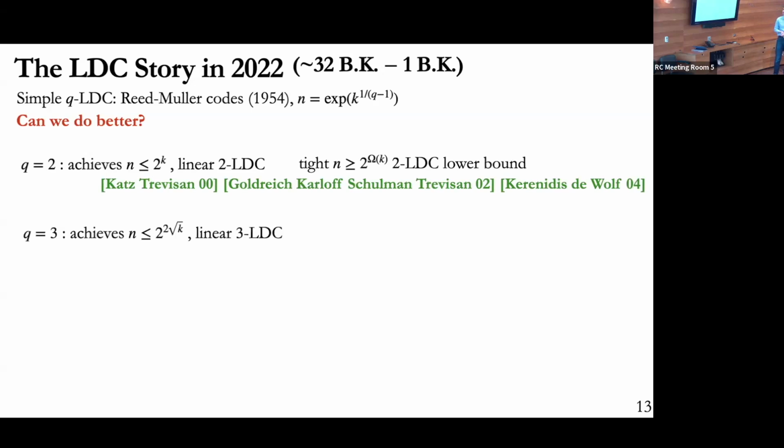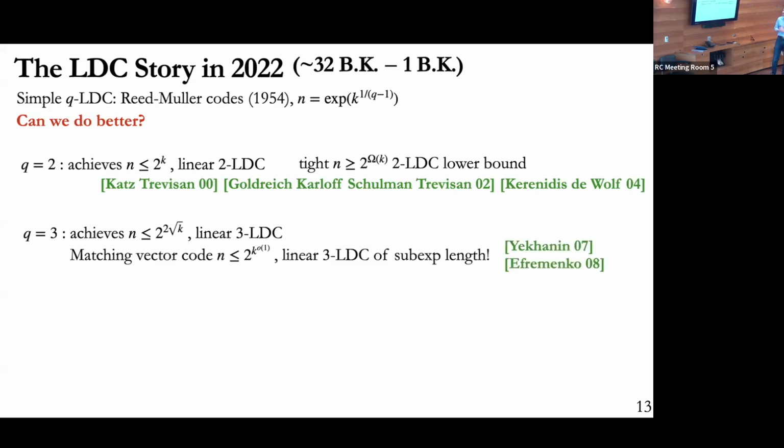So what do you do next? Increase by 1 and go to q equals 3. Here I said we had this code that achieves a length n of 2 to the 2 root k. And here something very interesting happens, which is that there is a construction called matching vector codes, by the works of Sergey Yekhanin and Klim Efremenko, that achieve a block length that's 2 to the k to the little o of 1. Compare the exponents here: k to the 1/2, k to the little o of 1. So this is a much, much better code, a much more efficient encoder.